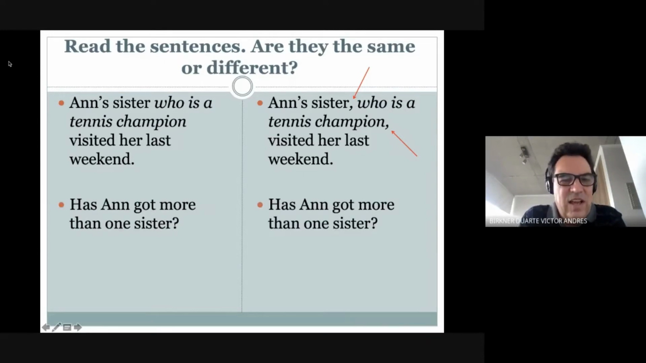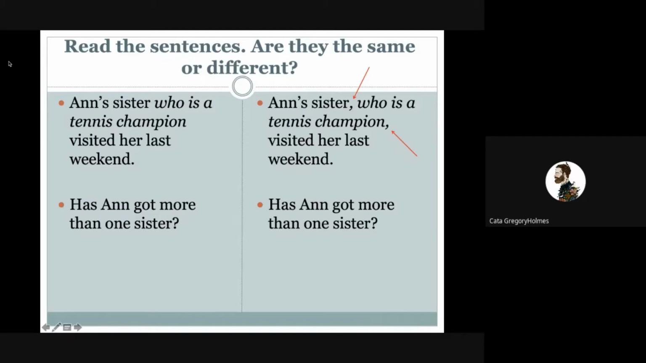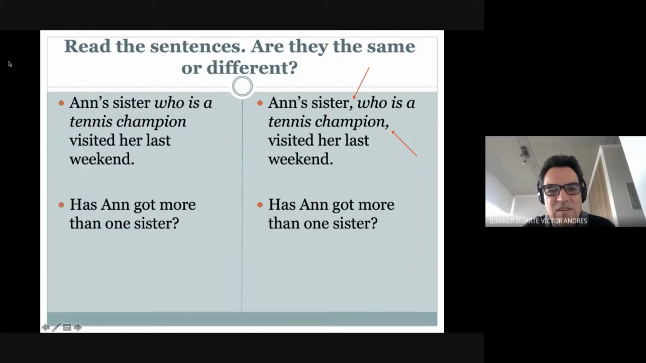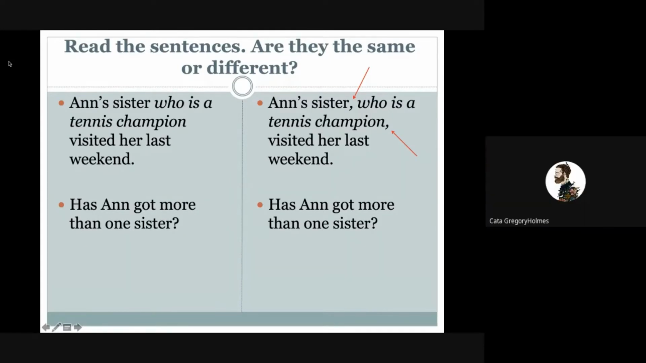Let's see the first one. Has Anne got more than one sister in the first sentence? What do you think? Anne's sister who is a tennis champion visited her last weekend. Does she have one sister or more than one sister? I think in the first one she has only one sister. Only one sister. All right. Yes. And in the second case, she could have more than one, and she had to specify which one. Or is it the other way around? I don't know.